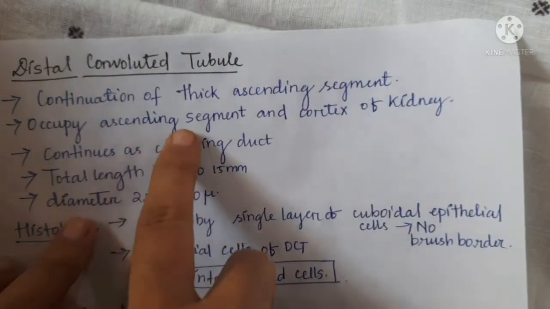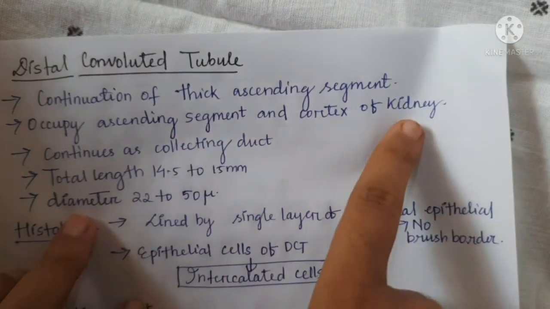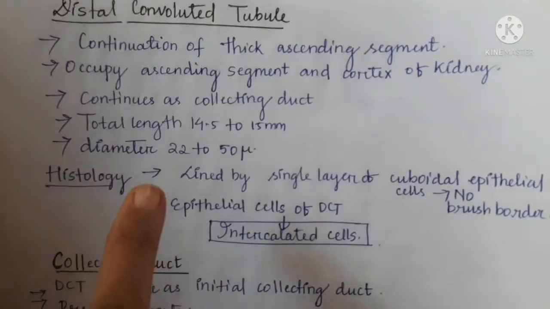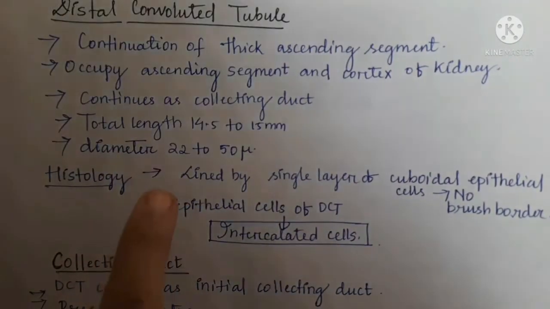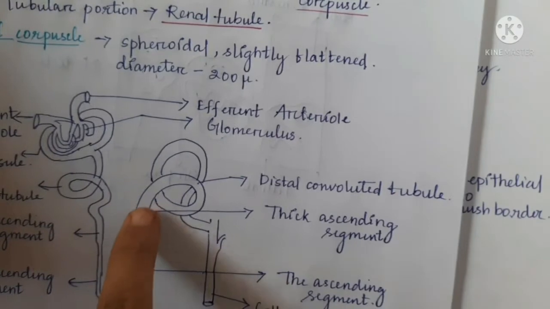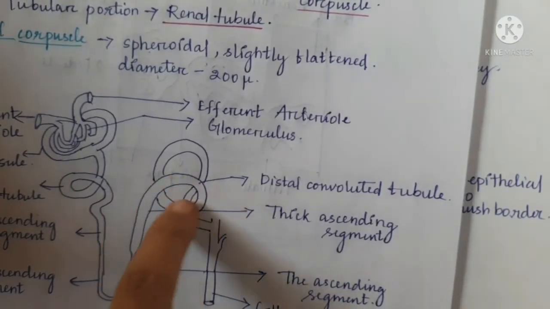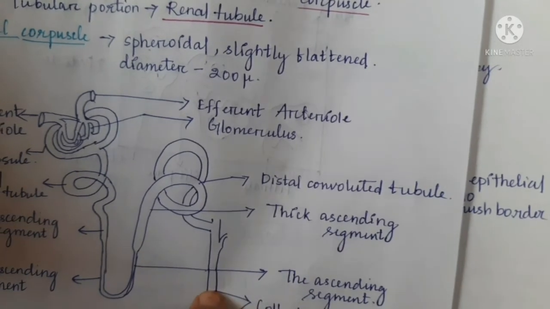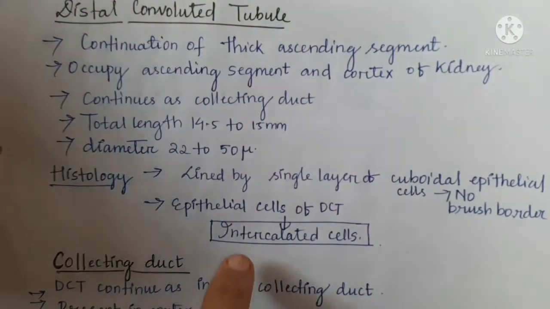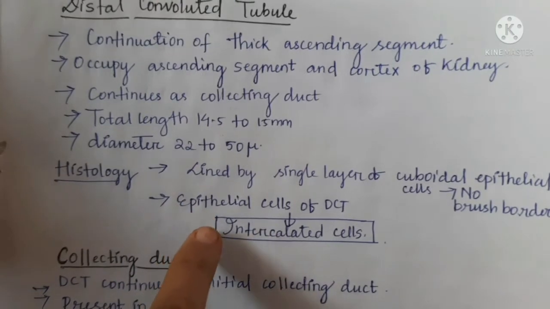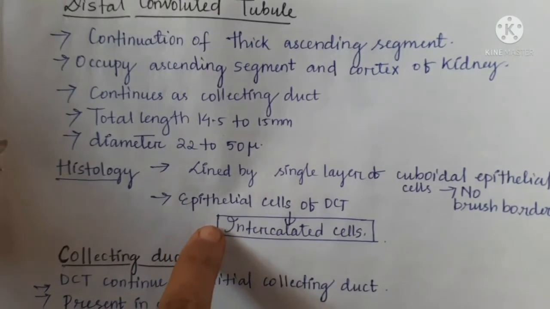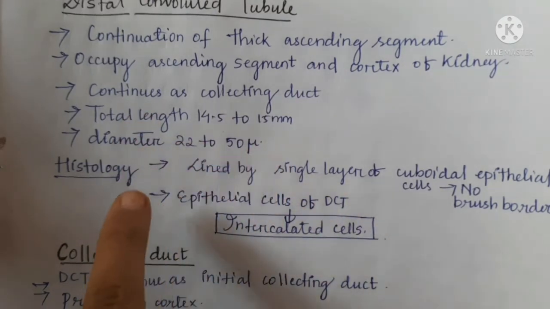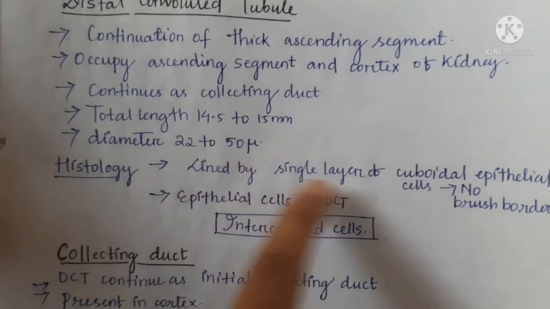It is present in the cortex of the kidney, and it continues as the collecting duct. You see here, the distal convoluted tubule continues as the collecting duct. This one is the collecting duct. The total length is 14.5 to 15 mm, and the diameter varies between 22 to 50 μ.